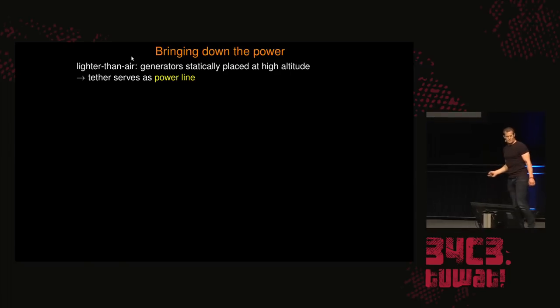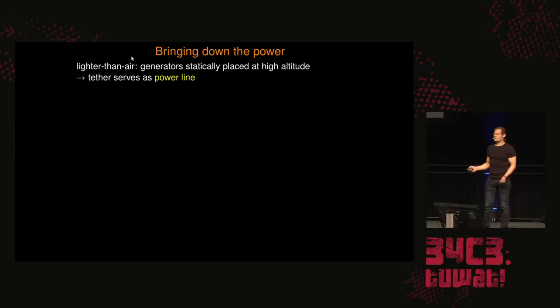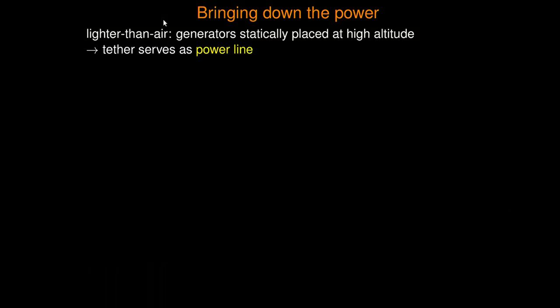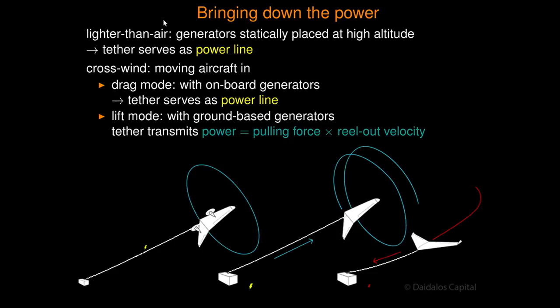So how do we bring down the power when circulating this aircraft? We have to, in some way, transform it to electric power. There are, which are not shown in the picture before, lighter than air systems. You just basically take a balloon, put your wind turbine in high altitude and extract the power. And here the tether can clearly serve as the power line. But what we can also do is crosswind flight, which was shown in the picture before.